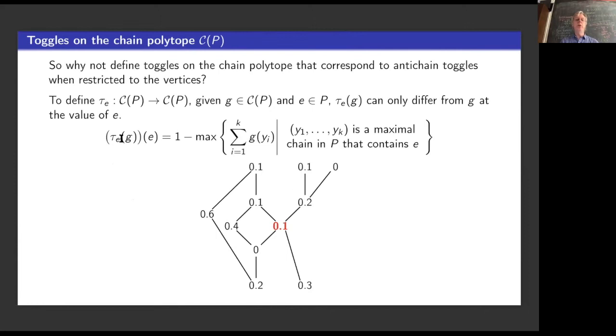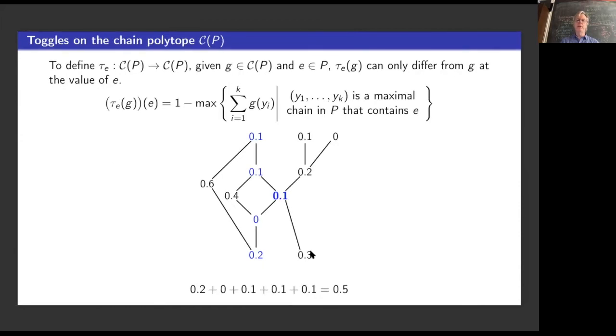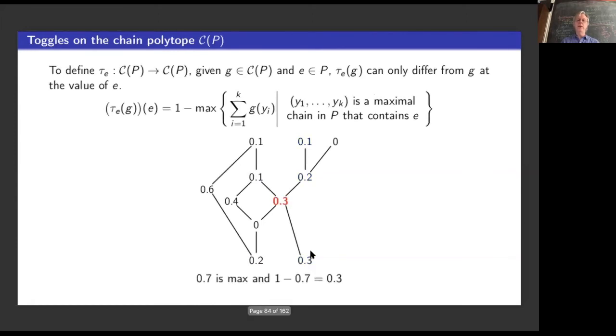The way you toggle at an element is you compute all the possible sums along maximal chains that go through the element you're trying to toggle, and then take the max of that and subtract it from 1, and that's a way of guaranteeing that you're still in the chain polytope. So it should make some sense. In this case, we can look at this chain through, which has a sum of 5. This chain has a sum of 5. This one has a sum of 6, but that's the largest one with a sum of 7. So that's the max. And then I change the value here from 0.1 to 0.3, which is 1 minus 0.7. Okay, so that's how you do a piecewise linear toggling.